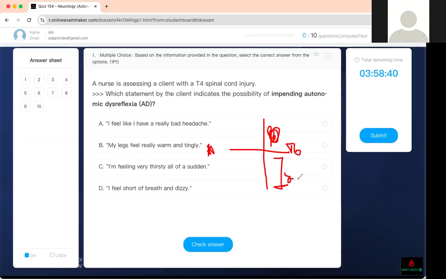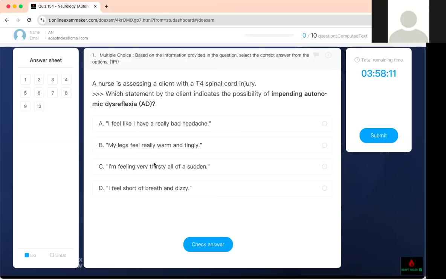If you have no sensation here, how can your skin be warm and tingling? You can't feel anything in your legs. The question said legs. The answer choice said leg. It's a trap. Feeling in your leg, you don't feel anything, right? You can't feel it because there's no sensation. So that's the key. What you can mostly feel will be cold or something like that, but you're not going to feel anything. I feel very thirsty all of a sudden.